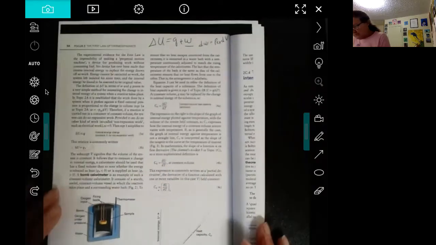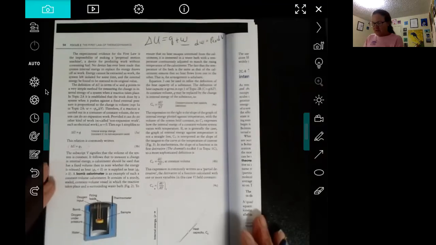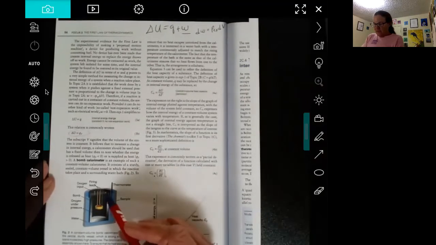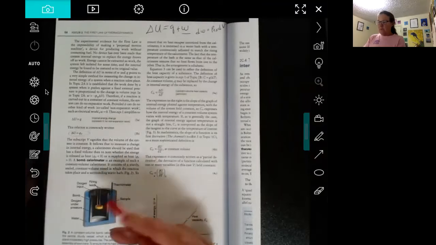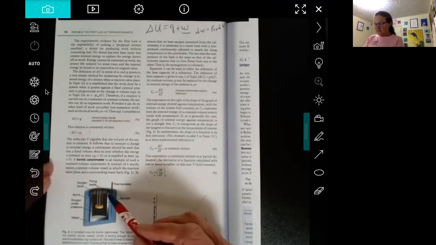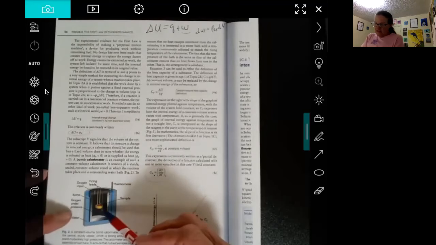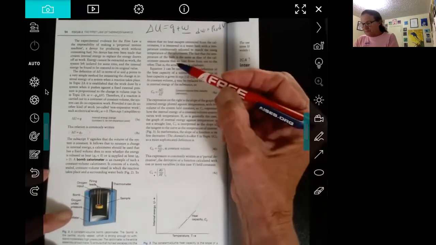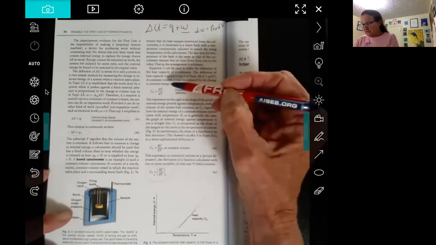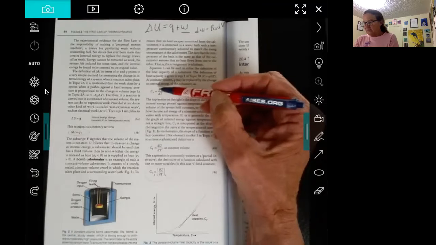So in a bomb calorimeter, that's exactly what you're going to have. You're going to have constant volume. We'll use this in lab. You burn a sample within this bomb. The volume is held constant as the gases are created in the combustion. And in that process, you can measure the internal energy change by looking at the heat capacity of the bomb.